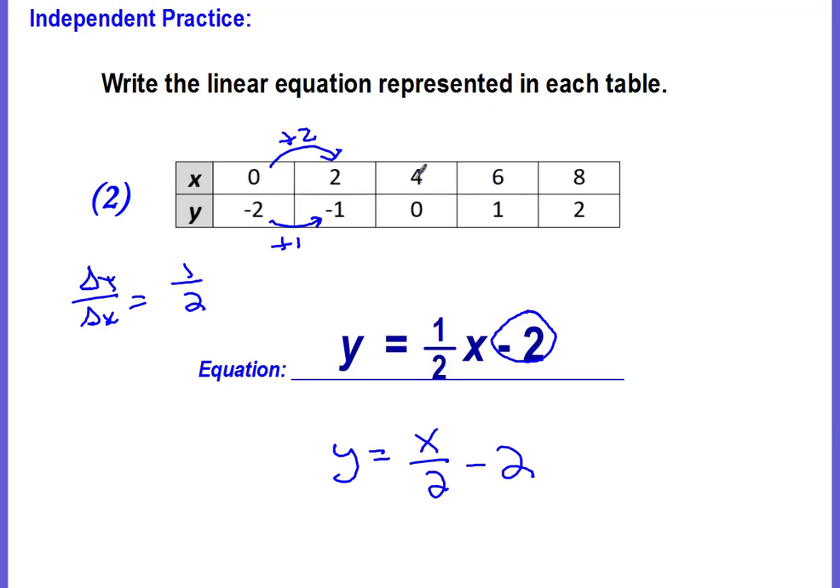Come back over here. What's half of 4? Well, it's 2. 2 minus 2 is 0, so that checks out. Half of 8 is 4. 4 minus 2 is 2. That checks out. All right, nice job, Bobcats.